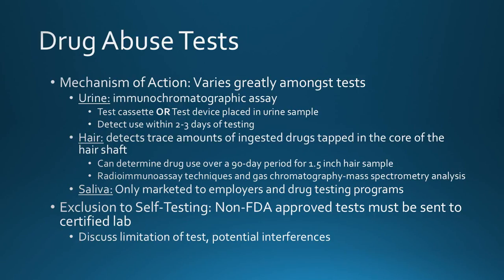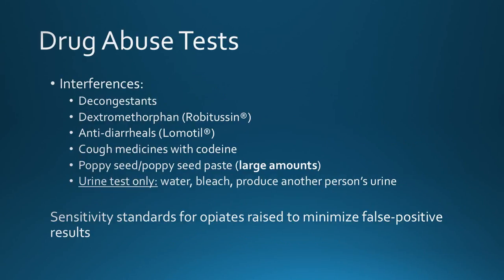The exclusion to self-testing is that non-FDA approved tests have to be sent to a certified lab, and that will be found on the outside of the box if it is an FDA approved test. And always discuss the limitations of the tests and potential interferences. They're not true exclusions to self-testing, but really important points to stress. Potential interferences are listed here, and that's something really important for you to counsel the person purchasing the test on. Decongestants can flag as a positive test result.